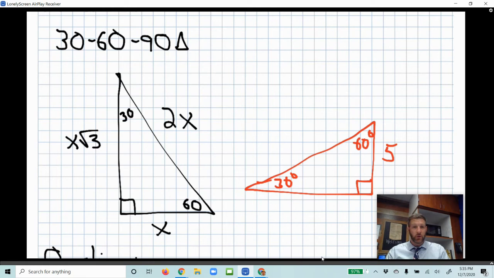and notice that's the short leg, even though I knocked it on its back there. The hypotenuse would be twice as big at 10, and the long leg would be that same short leg in front of the square root of 3. So that would be 5 square root 3.